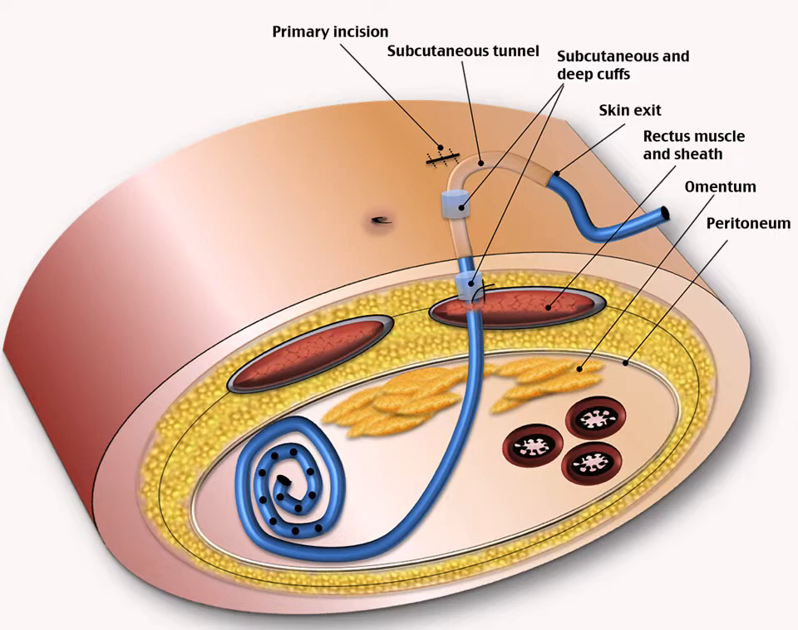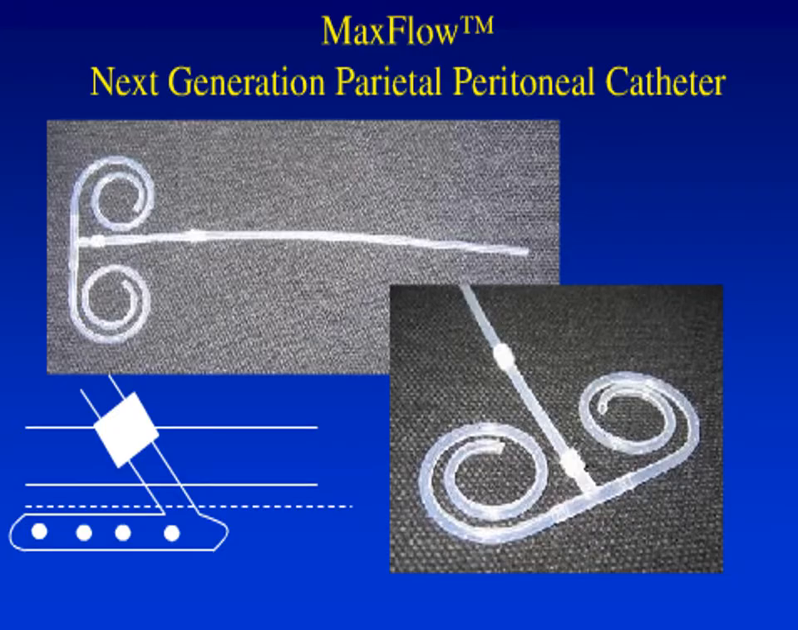And here the catheter comes down to the Douglas pouch, coil type. Here is the omentum, here is the bowel, and here is the peritoneum. This is simply how it is fixed in place.